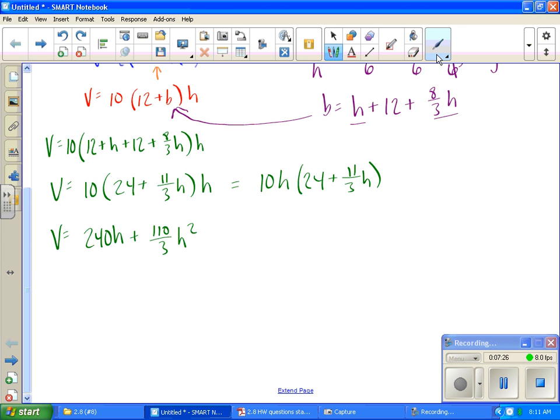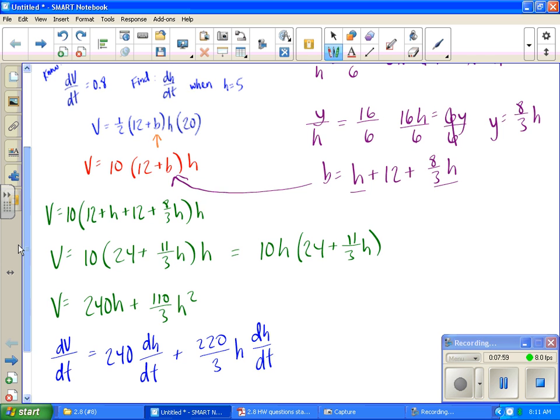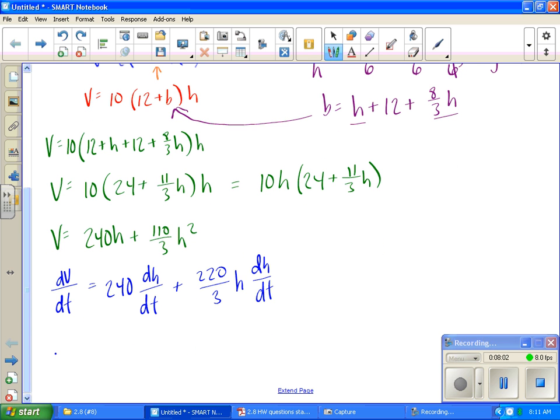And then from there, we just take our derivative. So derivative of v is going to be dv dt. The derivative of 240h is just 240, but then we need a dh dt whenever we take derivative. Pull the 2 down front. And then we have a dh dt in the back. And then you just go back to what you know. You know dv dt is 0.8, so 0.8 goes in here.